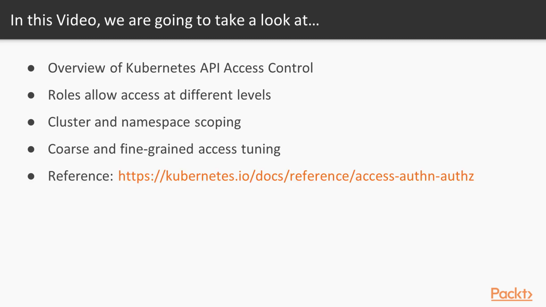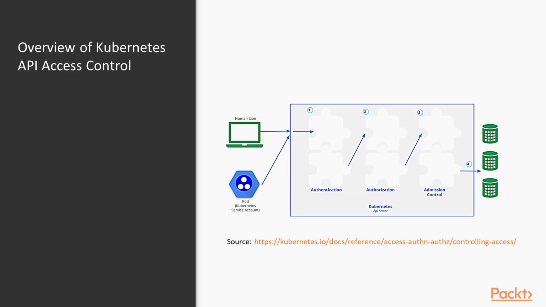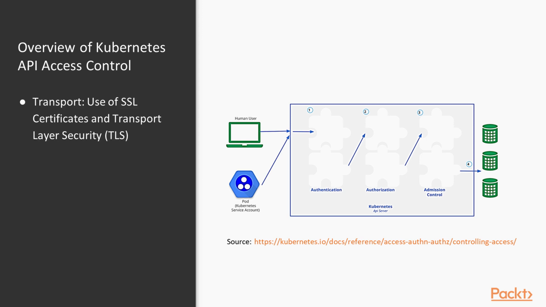For reference, you can see the link here to the Kubernetes documentation website that has a lot of information on authorization and authentication. There are four main areas of Kubernetes API access control. The first is transport. So that would be the use of SSL certificates and transport layer security to ensure that the connection between the human user or a pod service account is encrypted and protected.